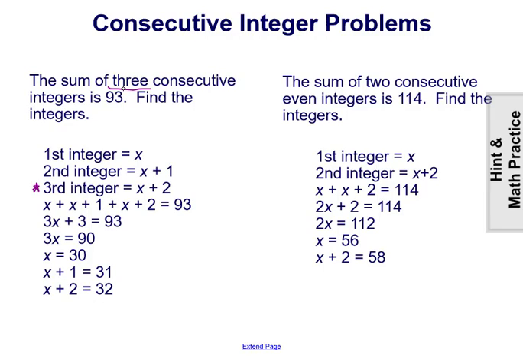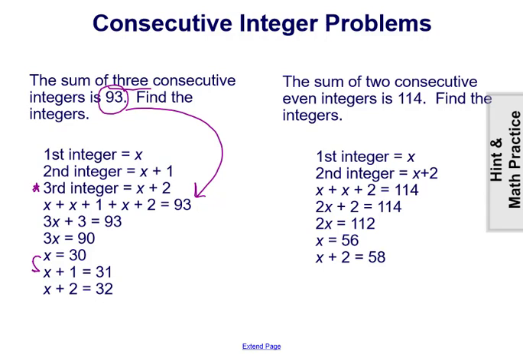Now, we're still talking about the sum, which is 93. So that gives us the equation. If we find the sum of those integers, we have x plus x plus 1 plus x plus 2 equals 93. So now we can solve that equation, combining like terms: x plus x plus x gives us 3x plus 3 equals 93. Subtracting 3 from both sides gives us that 3x equals 90. And dividing by 3 on both sides gives us that x equals 30.